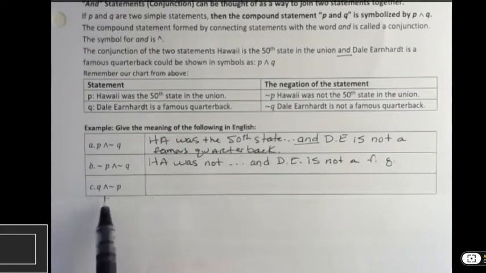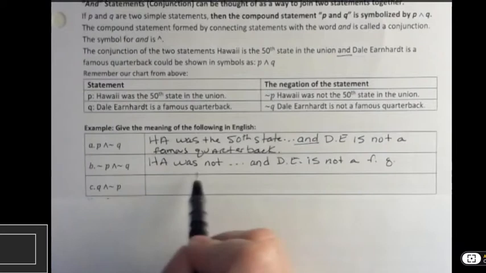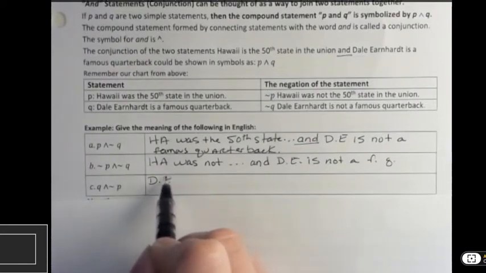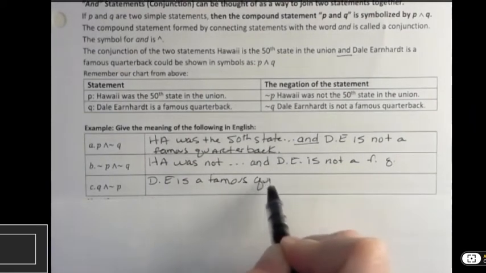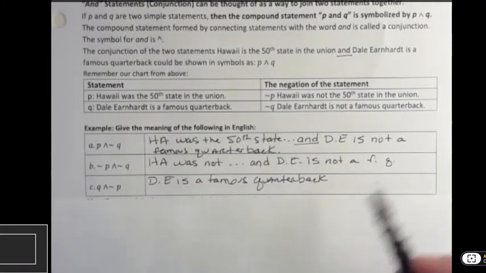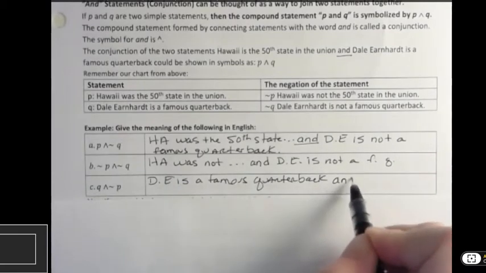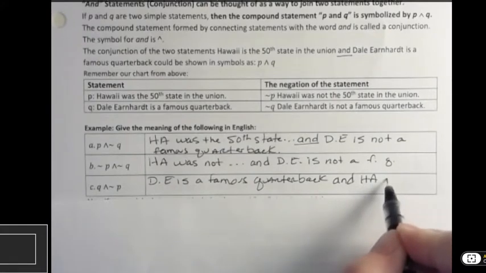And then the last one is Q and not P. So they don't have to go in a certain order. I can put Q first. And then I'm saying, because it's not the negation of Q, but just plain old Q, Dale Earnhardt is a famous quarterback. And again, we aren't concerned with whether these are true or not at this point. We're just saying, how would you write them if they were symboled like that? Dale Earnhardt is a famous quarterback and not P, or the negation of P. So Hawaii is not the 50th state in the Union. So using that conjunction, we can make different statements with that.